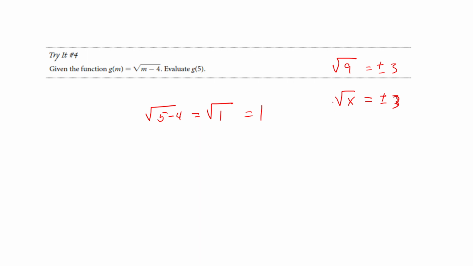But the way they fix this is they work with something called the principal root, which is just the positive value. So if you see here, I put 5 in, but they've said this has to be a function. So normally when I would square root, it'd be plus or minus 1, but that would not be a function. So I'm just going to take the positive.